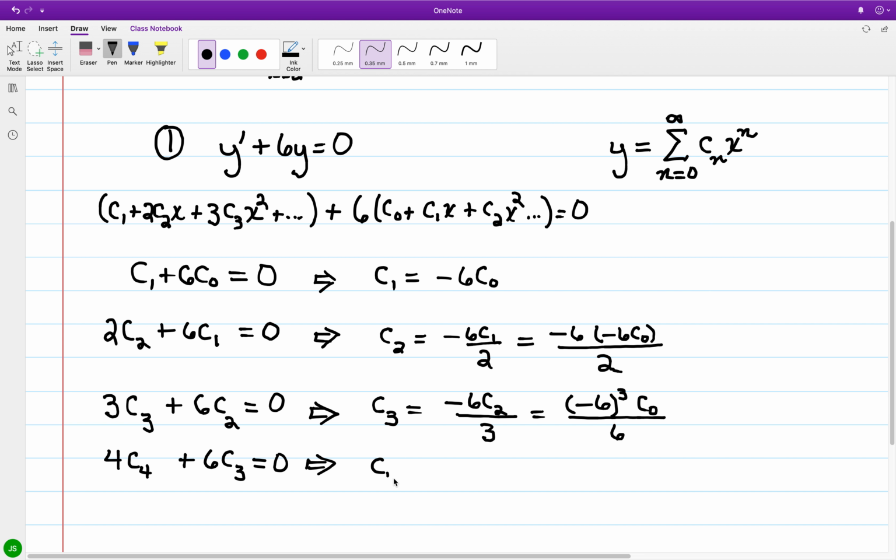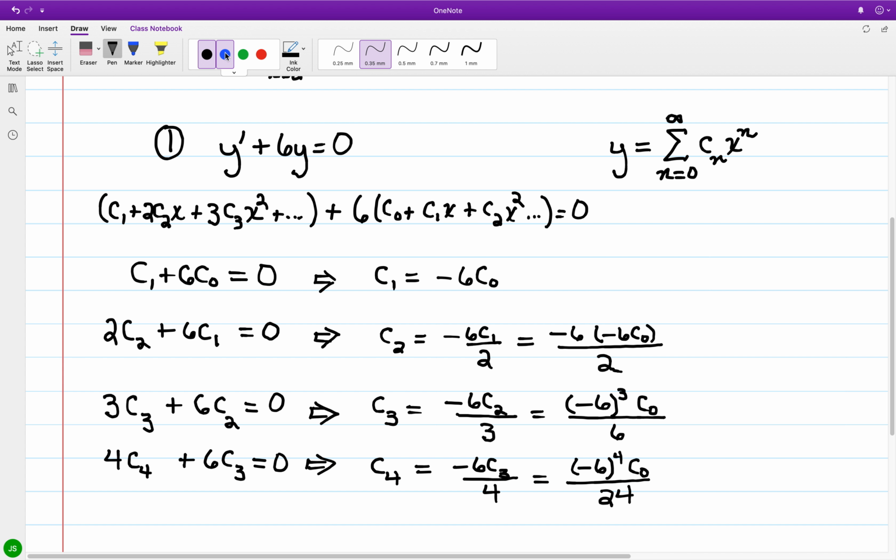If I carry out what I have for c of 4, I have negative 6 times c of 3 over 4, which is negative 6 times negative 6 cubed. This will be negative 6 to the 4th c naught, and 4 times 6 is going to be 24.